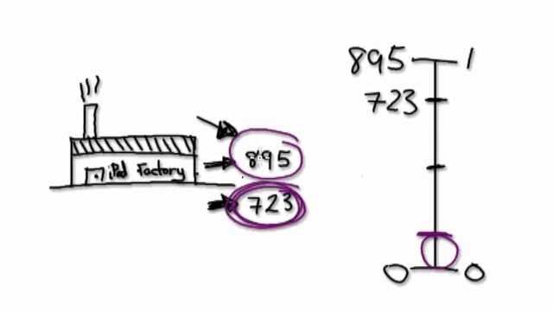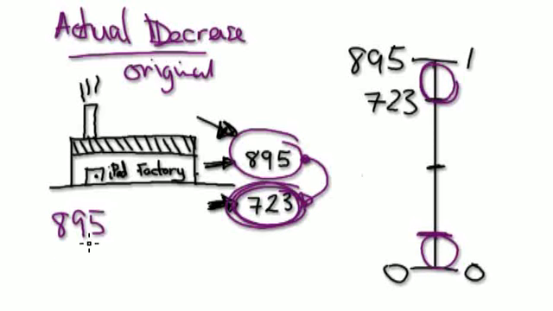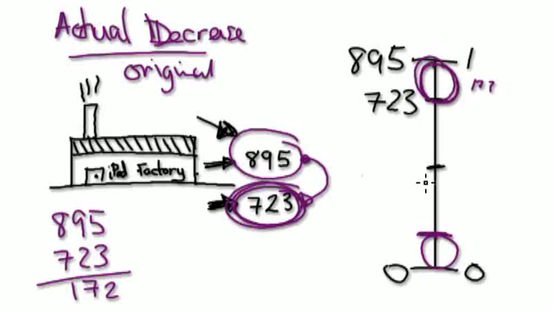So you need to find out the actual decrease. Remember, it's actual decrease divided by original. So in this case, what is the actual decrease? Well, what's the difference between? In effect, you want to know this bit here. So 895 take away 723. This would be 2. This would be 7, 1. So this bit here is 172. So move it down here.